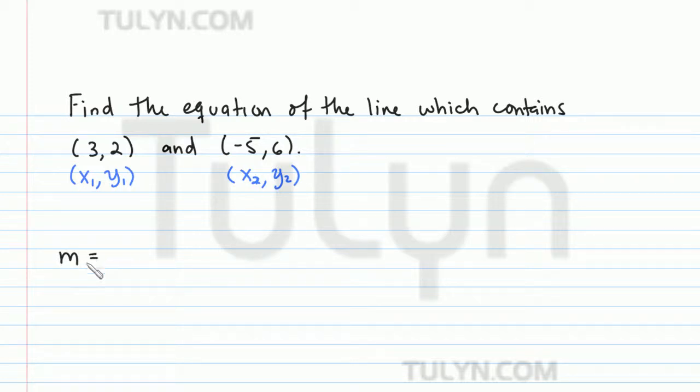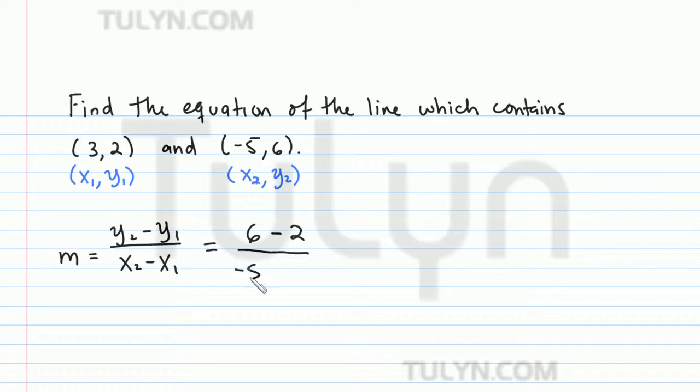So the slope of the line, m, is found by taking the difference in the y's and then dividing it by the difference in the x's. So y2 minus y1 over x2 minus x1. We'll just plug it in since we've already labeled our coordinates. So y2 is 6 minus y1, which is 2, over x2, which is -5, minus x1, which is 3.